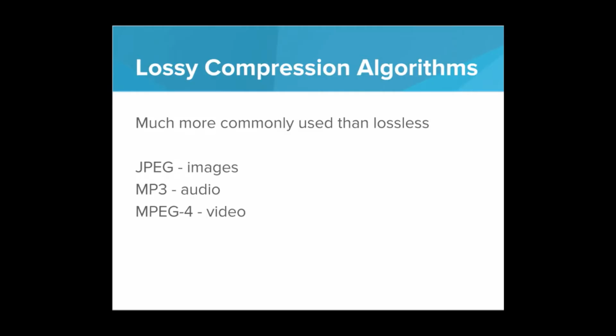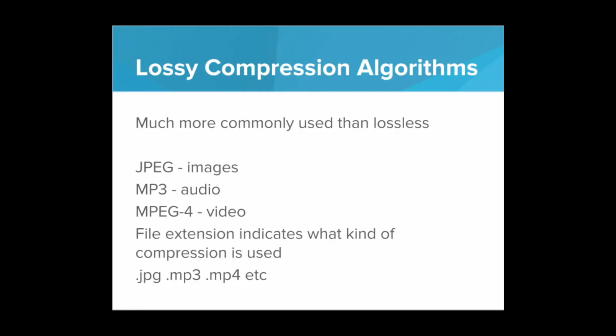Now, just like with lossless compression, we need a file extension to indicate which algorithm is being used. So for example, if it's a .jpeg file, that means it was compressed with the JPEG algorithm, and therefore it needs to be decompressed with the corresponding decompression algorithm. Same thing for MP3, MP4, etc.